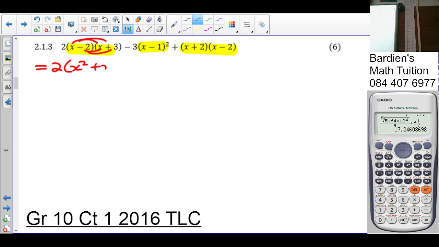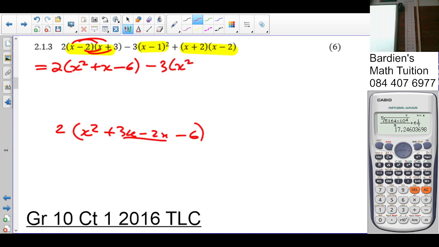It's going to be positive x minus 6. Again, you can't do that. Write it out. It's going to be 2 into x squared plus 3x minus 2x minus 6. Okay, then you add that, you get a middle term. Negative 3 into binomial squared: square the first term, times second term times 2, so it will be negative 2x, and the last term squared.